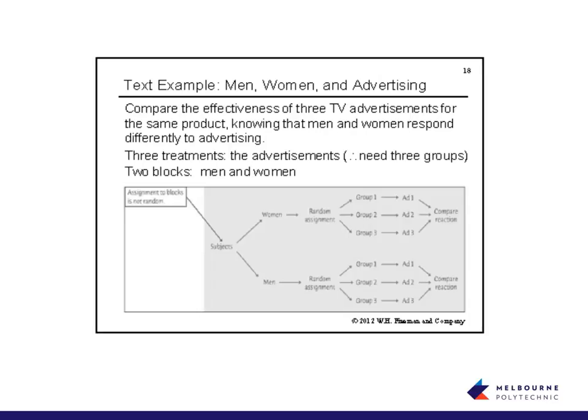The next step is to find your subjects. So they found, let's say, 300 subjects. Then they divide this group of subjects, and remember subjects are human experimental units, into the 2 blocks, male and female. And then they randomly assigned members of each block to a group, and each group watched a particular advert. And then they compared the reactions between these groups within each block.